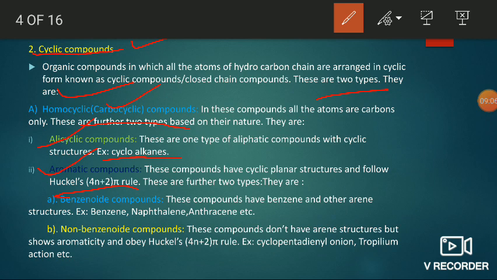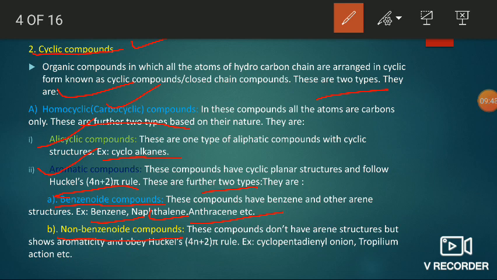These aromatic compounds are further classified into two types. They may be benzenoid compounds or they may be non-benzenoid compounds. Benzenoid compounds are one type of aromatic compounds which have benzene rings in the cycle. Those are called benzenoid compounds. That is, the ring may be benzene, or naphthalene, or anthracene.